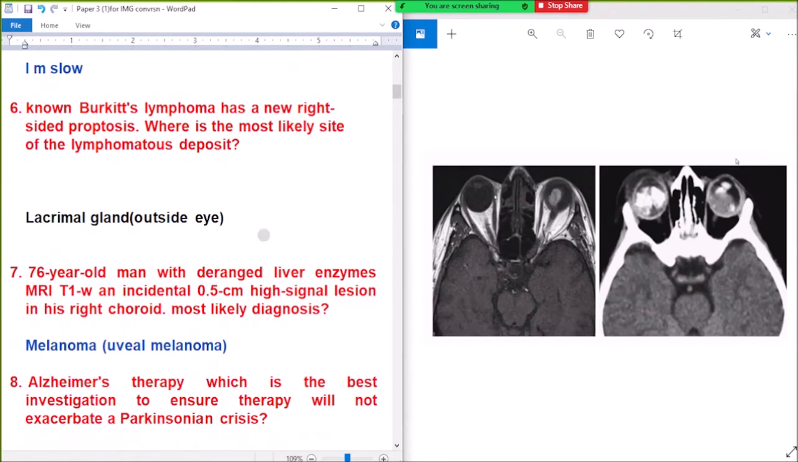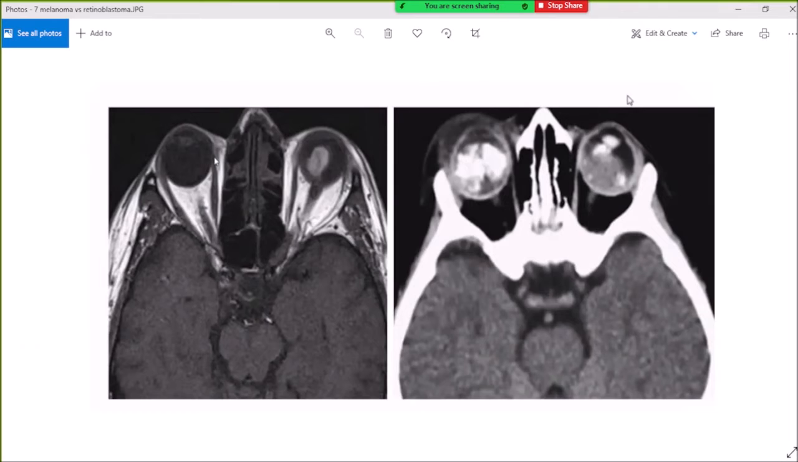Question number 6. Non-Hodgkin lymphoma. A new onset right-sided proptosis. Where is the most likely site of the lymphomatous deposit? Lacrimal gland outside the eye. Okay, orbital lymphoma.